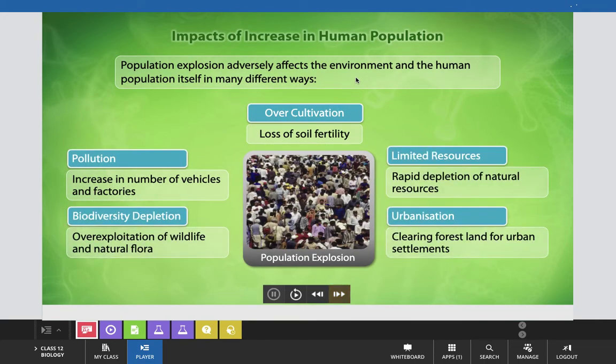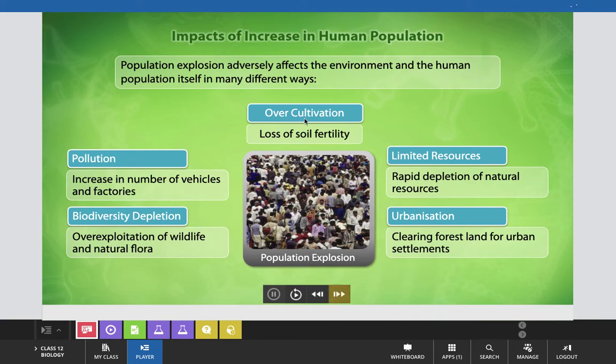Due to that explosive increase in the human population, the impacts of that population explosion can lead to problems in the coming future. Even in today's world we are facing that problem. Population explosion adversely affects the environment and the human population itself in many different ways. These are the five ways that we are discussing here.